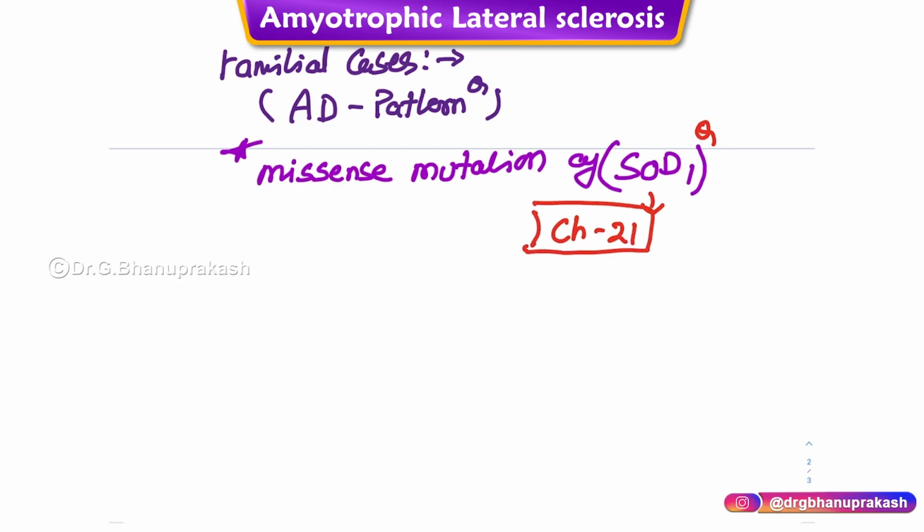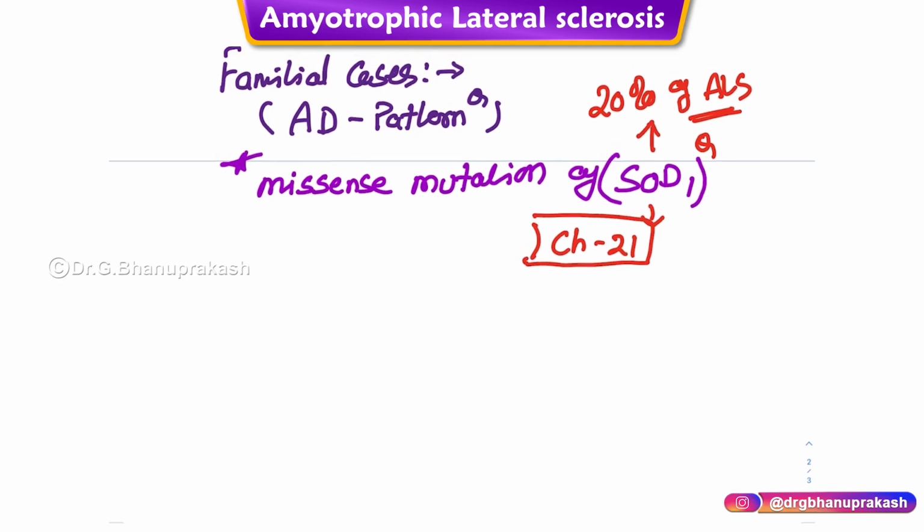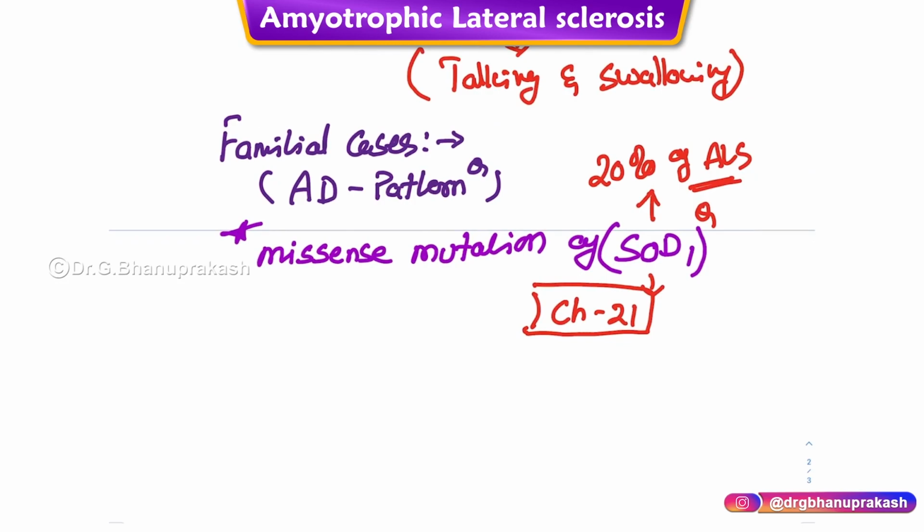SOD1 gene is located at the chromosome 21. And another point I want to mention over here is that SOD1 gene is involved in approximately 20% of ALS cases, meaning the majority are sporadic and familial cases are also present. In the familial cases, the majority have an autosomal dominant pattern of inheritance, and the mutation will be a missense mutation of SOD1, which is copper zinc superoxide dismutase 1.